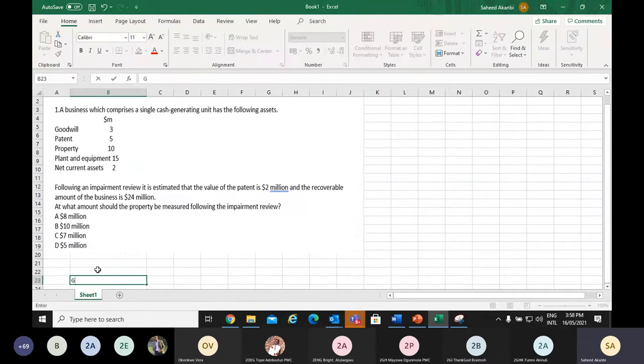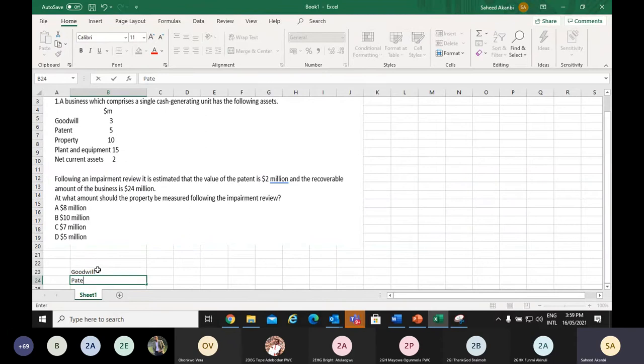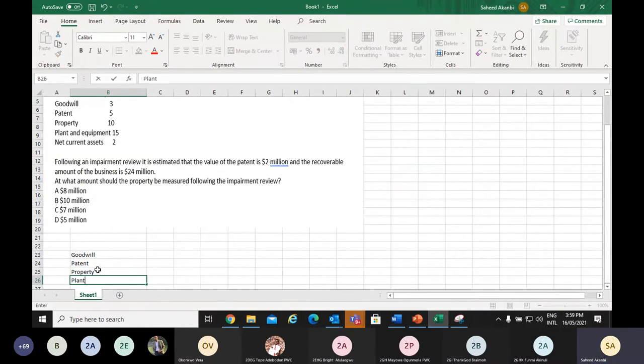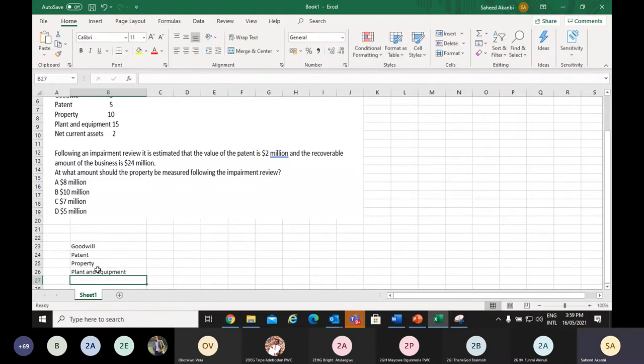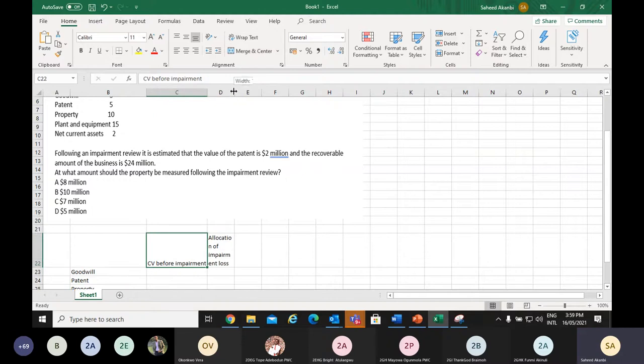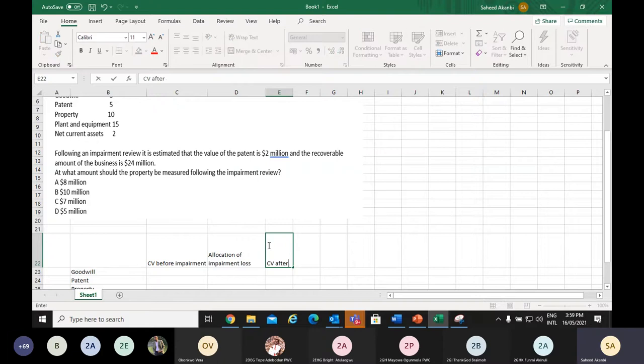For the CGU, I have goodwill, I have patent, I have property, I have plant and equipment, I have net current assets. So let me say carrying value before impairment, allocation of impairment loss, and carrying value after allocation.